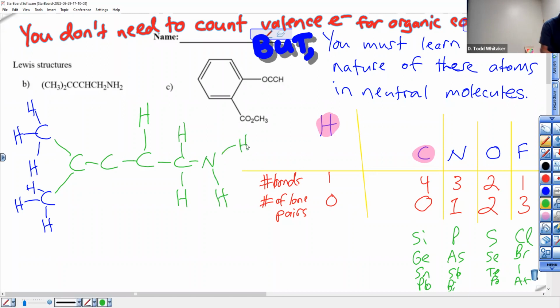Now we're going to use our nature of the atoms to finish this off. This carbon's done. Why? 4 sigma. 4 bonds. Period. Forget about sigma pi. Let's try to stop saying that. This one has 3 bonds. Uh-oh. You're going to put a lone pair on it? No, if you do, it's wrong. Carbon doesn't like that. Doesn't do that.